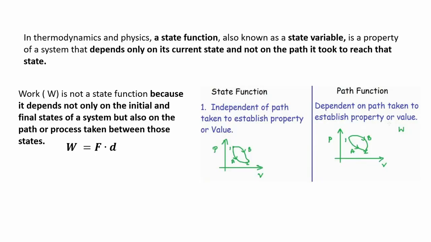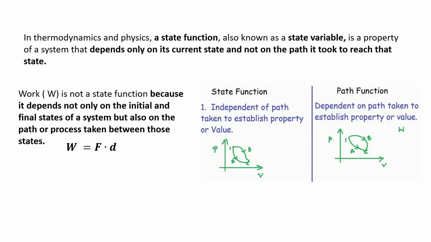In thermodynamics and physics, a state function, also known as a state variable, is a property of a system that depends only on its current state and not on the path it took to reach that state. In other words, the value of a state function is determined solely by the current condition or state of the system, and it is independent of the process or history by which the system reached that state.